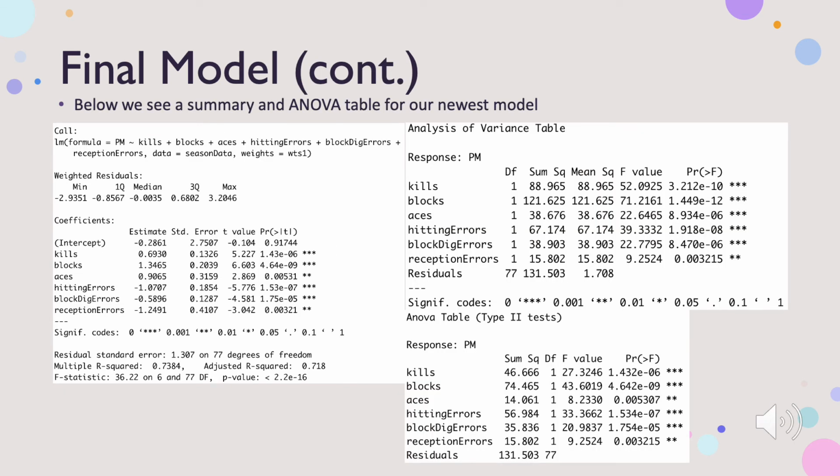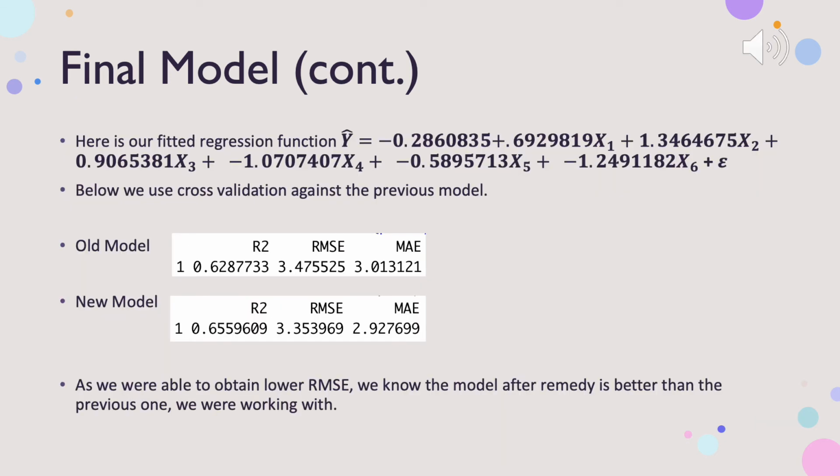Here we see a summary and both types of ANOVA tables for our new model. We can see that each value for the predictors are still considered statistically significant as they have a p-value of less than 0.05. We see that now we have that higher r-squared value of 0.7384. Our final model's fitted regression function is listed in bold.